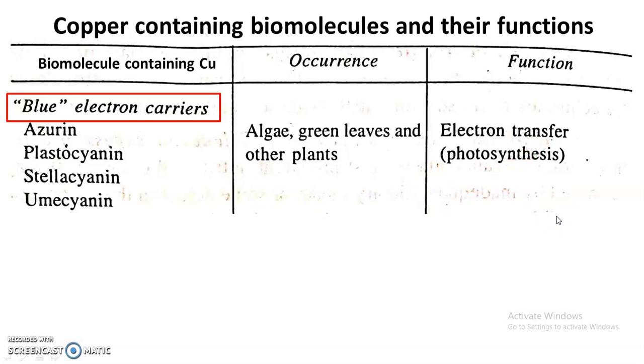Especially plastocyanin, these are electron carriers that make use of the cupric and cuprous couple. Plastocyanin is involved in electron transfer during photosynthesis, as I said.